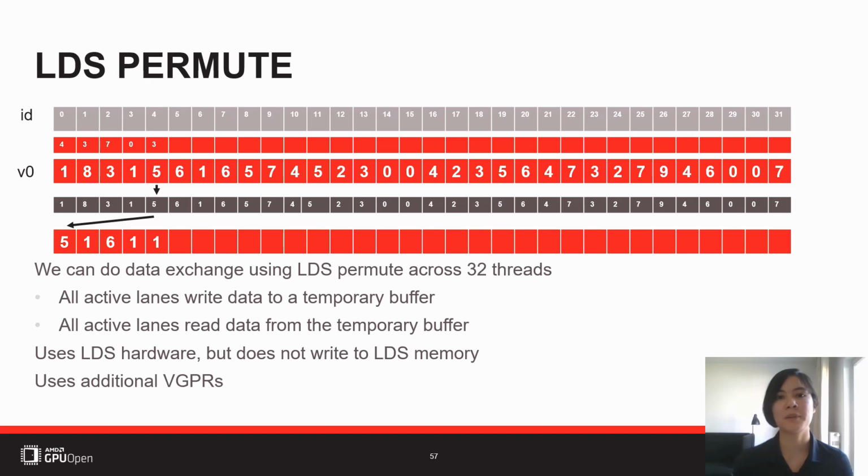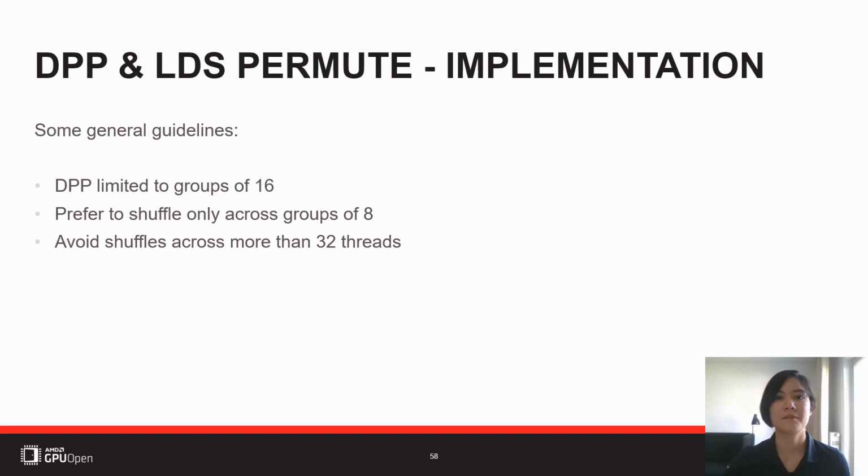So how does it work? We have the register V0, still the same example. Then it's storing the data in a temporary buffer, which is still on register level. And then the next step is reading from this temporary buffer. So this means it's using additional VGPRs, and you need more steps. It's using LDS hardware to calculate the correct address, but it's not loading or storing to LDS memory because it's using this temporary buffer within the register space, so it's still very efficient. So now, general guidelines when you want to use DPP or LDS permute.